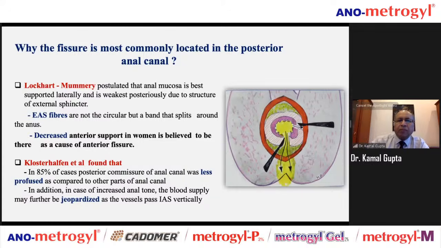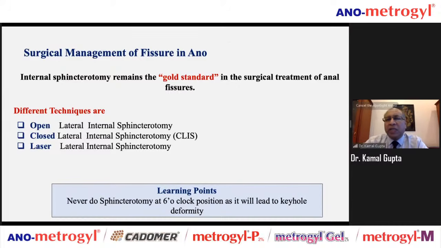Now, what to do in case a fissure is present? Well, the answer is lateral internal sphincterotomy, which is considered to be the gold standard. Different techniques are there. You can go for an open technique or a closed technique, that is called CLIS, or you can go for laser in case you have laser. Otherwise, there is no particular advantage of laser unless you are going for a minimally invasive procedure, laser lateral internal sphincterotomy, which I will be sharing with you.